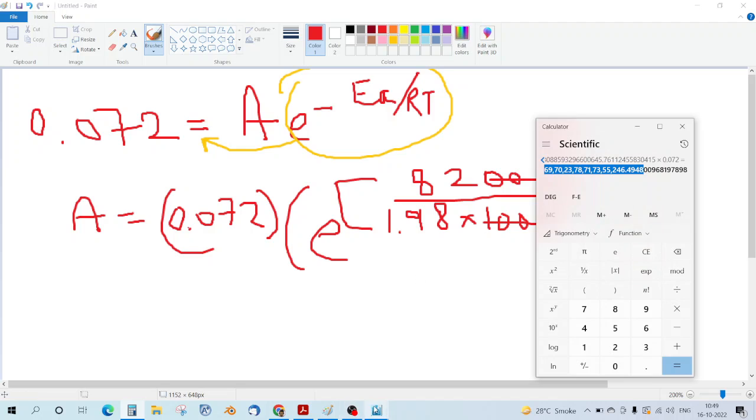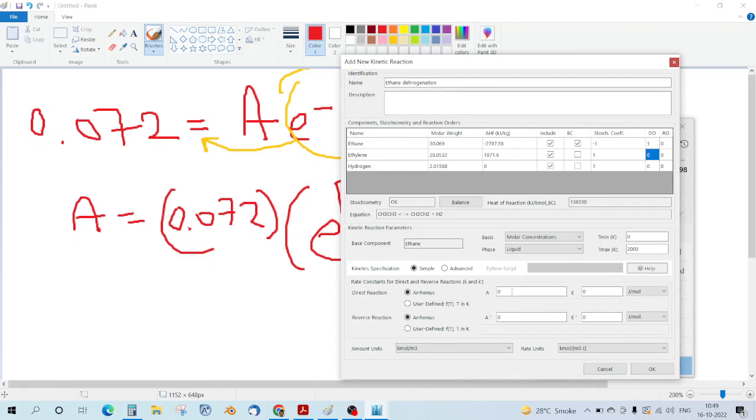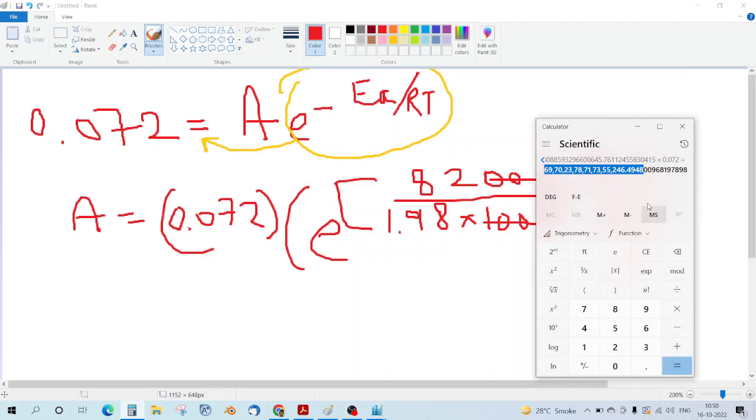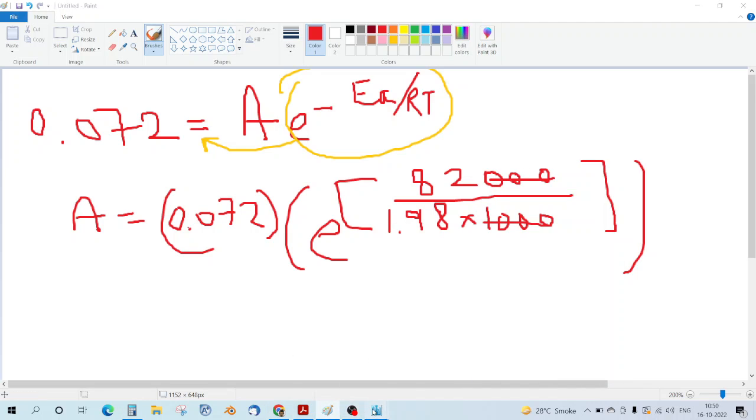Let's just copy this, go over here, put this value, and for E we have cal per mole, so it's 82,000. Yeah, it's okay. So let's just proceed. Reverse order, it's 0, there is no reverse order. Rate is in seconds, that's important, so kilomole per meter cube, because we have kilomole per second, so that's also correct. Volume would be in meter cube, no need to worry. Just click on OK and let's go to DWSIM.